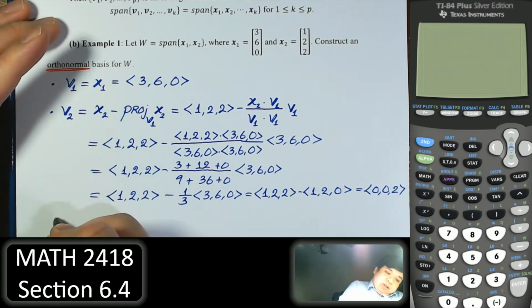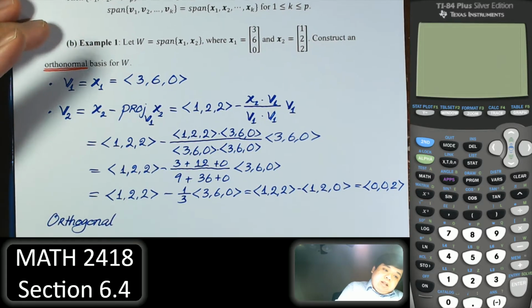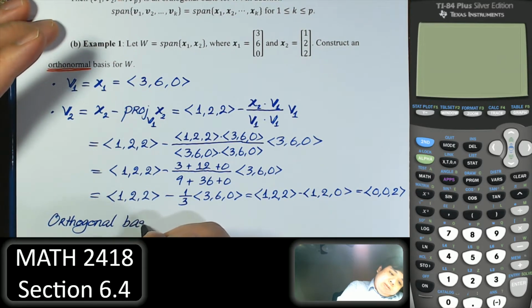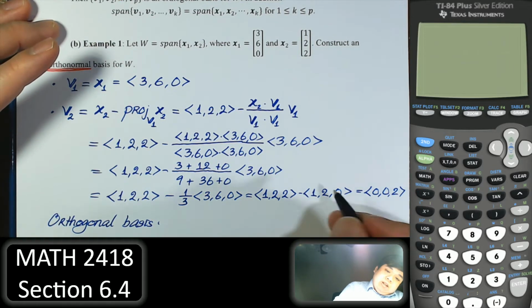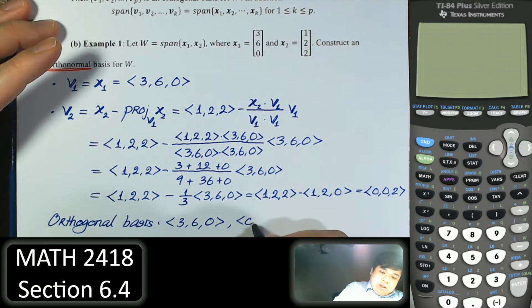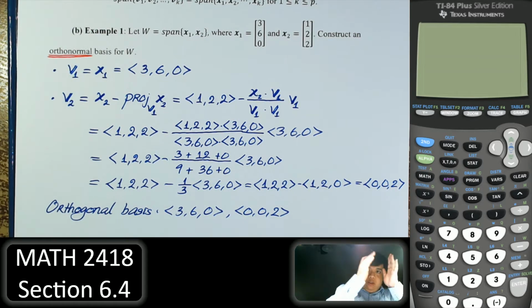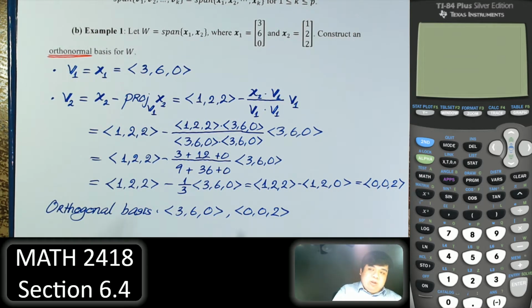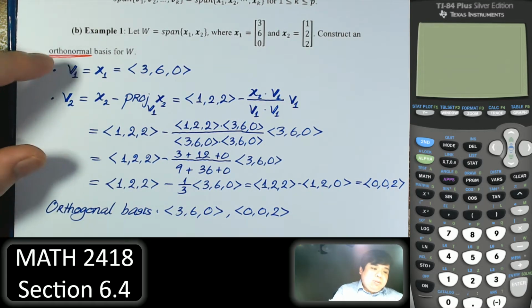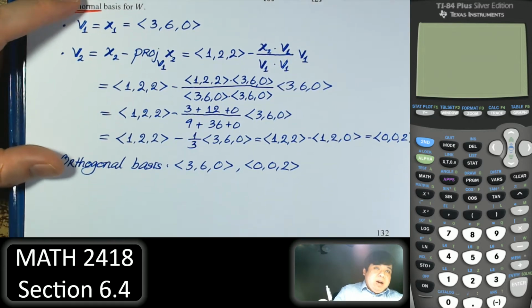So we said the orthogonal basis is going to be the vectors 3, 6, 0 and 0, 0, 2. Of course, we can also write the vectors as columns, like 3, 6, and 0 and 0, 0, 2. Now, if we want to turn this into an orthonormal basis, we have to normalize.